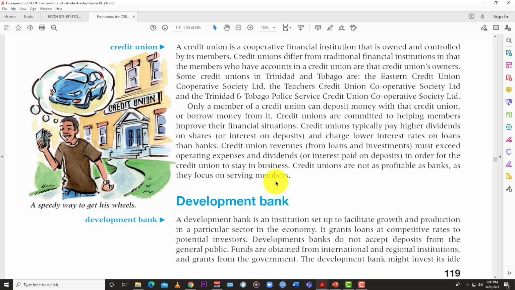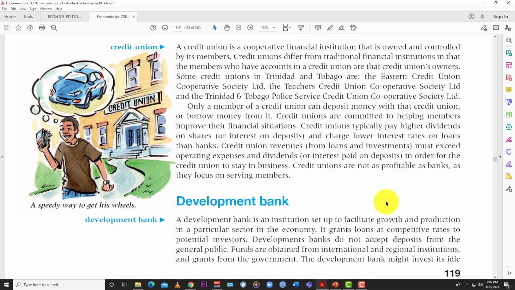Then we have the development bank, and as its name suggests, a development bank is an institution set up to facilitate growth and production in a particular sector in the economy. For example, agriculture. You might have a bank dedicated to developing the agricultural sector within an economy.